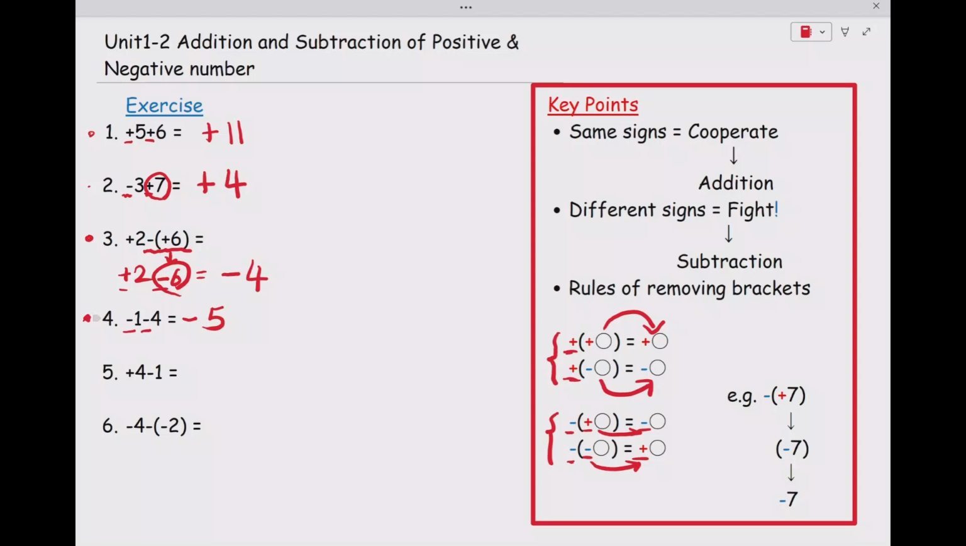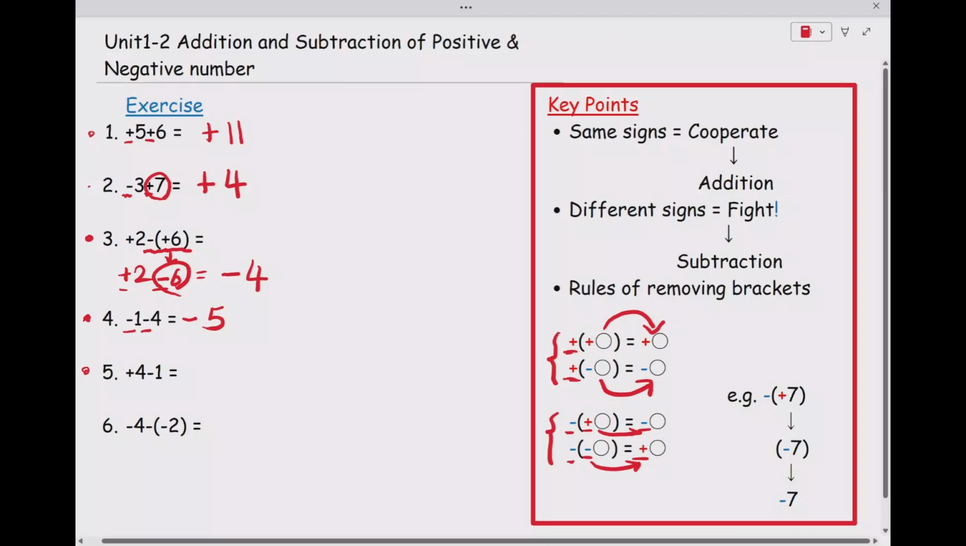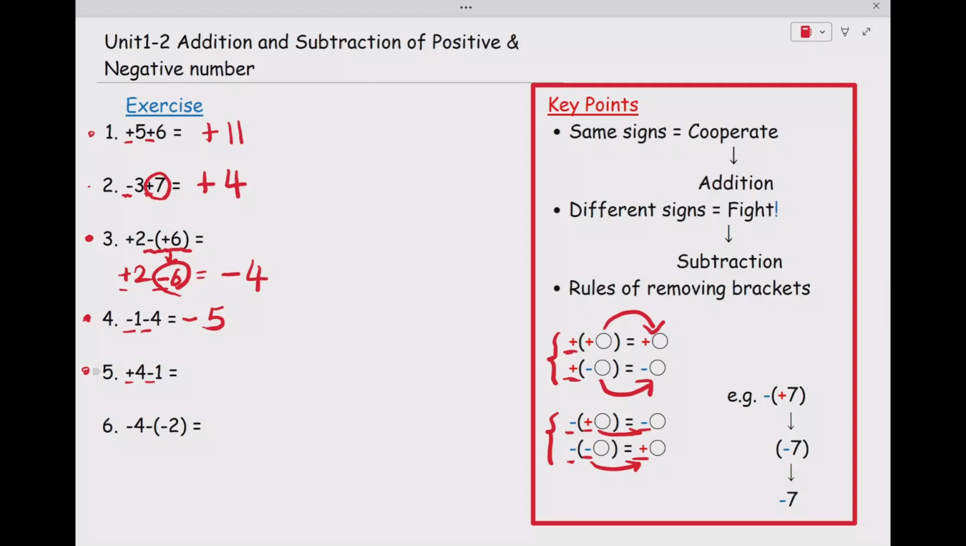Next, question number 5. Plus 4 minus 1. One of them is in the plus team, but the other one is in the minus team. That's a different sign. Different signs fight with each other. Now, in this case, which team wins? First, which team has the bigger number? The plus team is 4, and the minus team is 1.